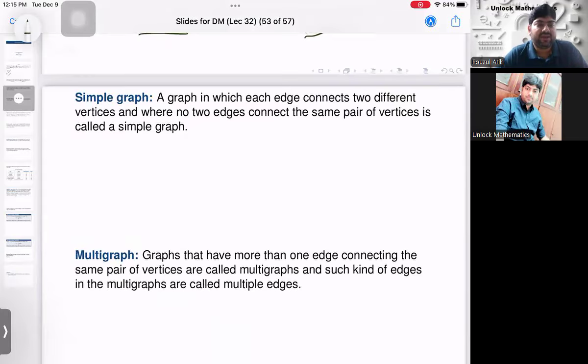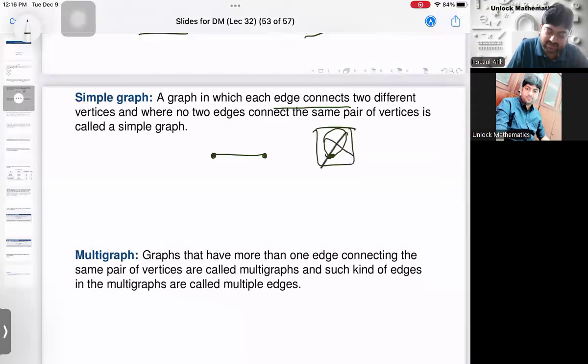Now the simple graph. A graph in which each edge connects two different vertices, and where no two edges connect the same pair of vertices, is called a simple graph. Some edges, as we'll see later, start from a vertex and come back to the same vertex. This is not allowed in a simple graph. Also, no two edges should connect the same pair of vertices.